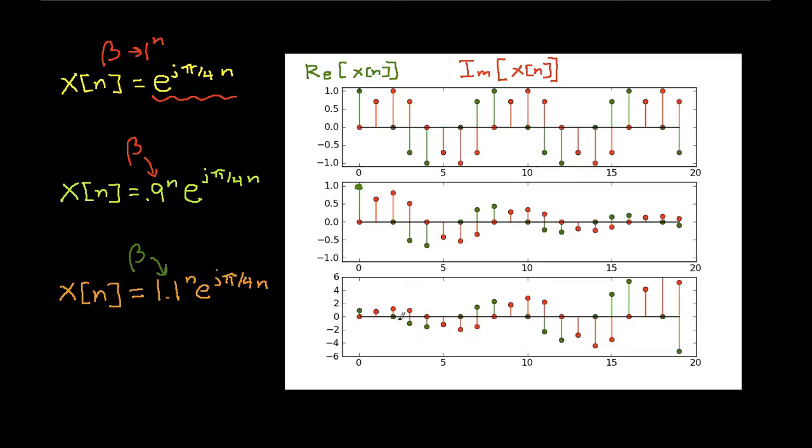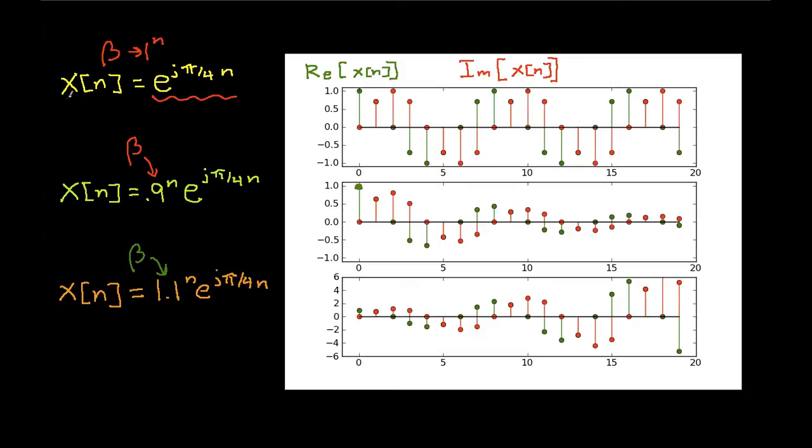On the other hand, if I have beta equal to 1.1, then I start off with a real part that's small and gets bigger and bigger. It still looks like a cosine, but as time goes on, the magnitude of the cosine gets larger and larger. The same thing happens for the sine, which is the imaginary part. So again, I have an exponentially weighted cosine as the real part and an exponentially weighted sine as the imaginary part.